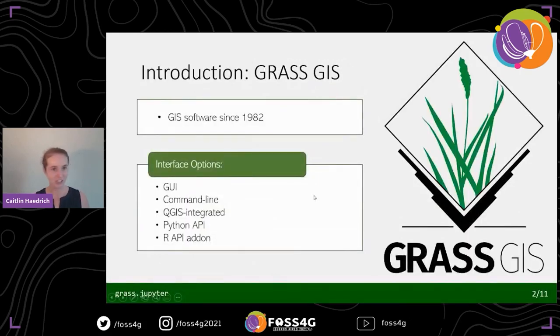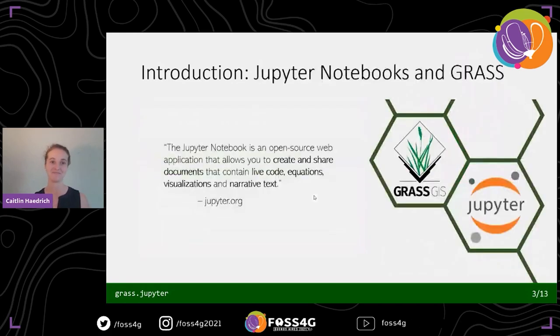So GRASS GIS is a GIS software that's been under continuous development since 1982. So it has been around for a while now. And there are lots of ways that you can use GRASS GIS. Probably the most common way is through the graphical user interface. You can use it through the command line. There's a bridge to QGIS. You can call GRASS modules from QGIS. And you can also script in GRASS using Python. And there's even an R API add-on. So there's lots of different ways to use it.